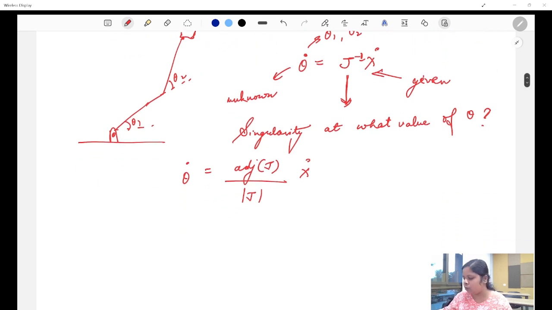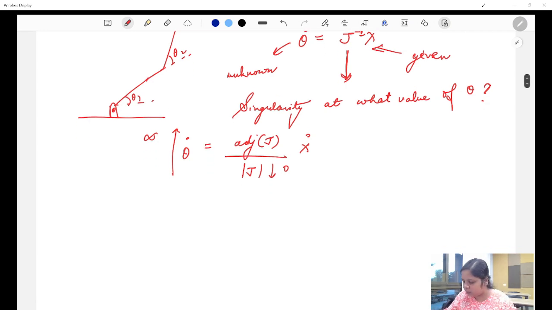I actually want to find out at what point it would reach a certain phase where this would become infinity. If this becomes infinity, it means the motion is not feasible. We won't be able to reach a certain point. And when is that possible? When theta dot goes to infinity. That really means that the determinant goes to 0. So we want to find out when the determinant goes to 0.